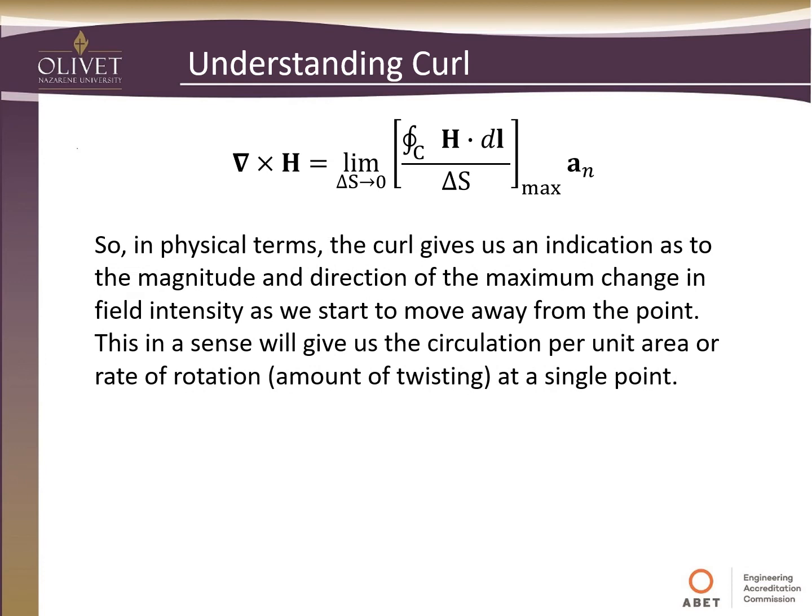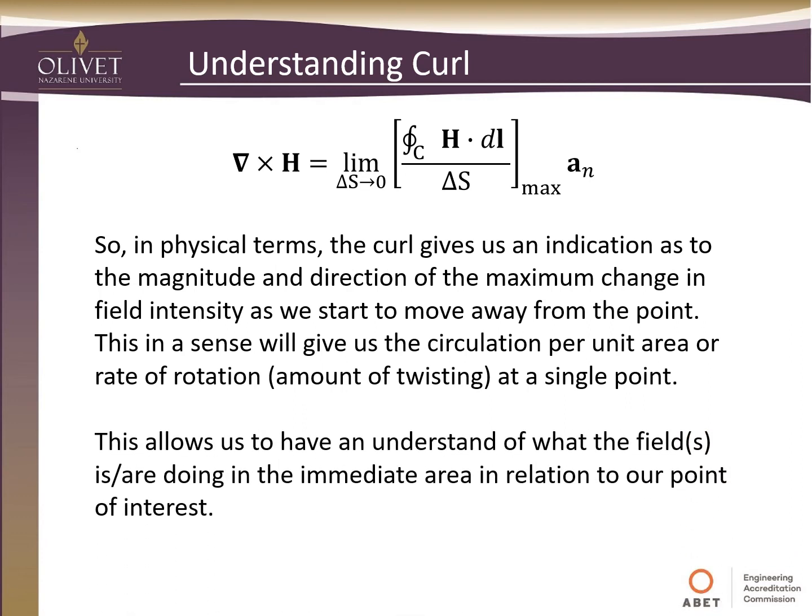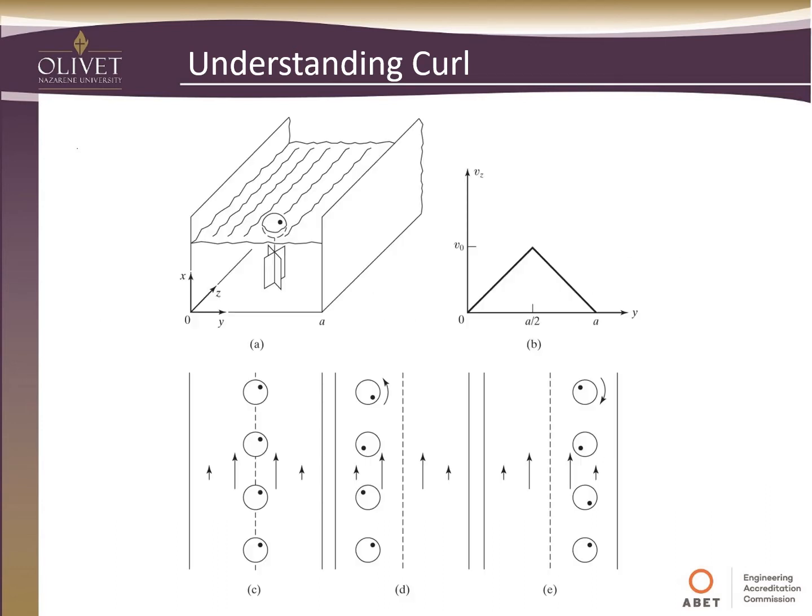So in physical terms, the curl gives us an indication of the magnitude and direction of the maximum change in field intensity as we start to move away from the point. In a sense, this gives us the circulation per unit area, or the rate of rotation, or the tendency for the field to twist at a single point. This hopefully gives us a little understanding of what the fields are doing in the immediate area of our point of interest.